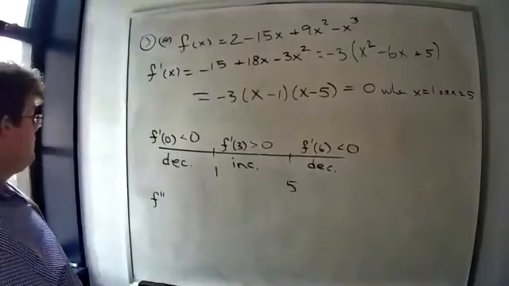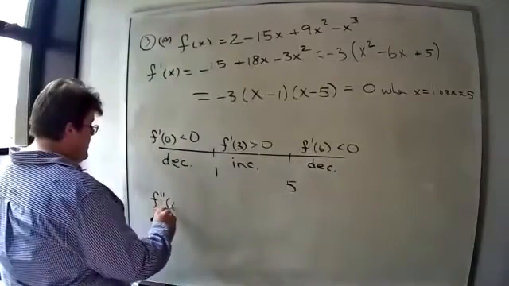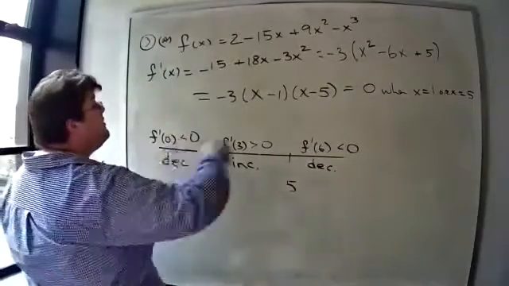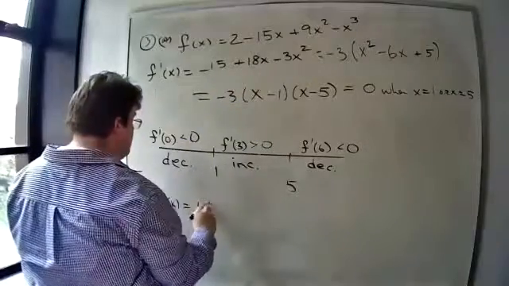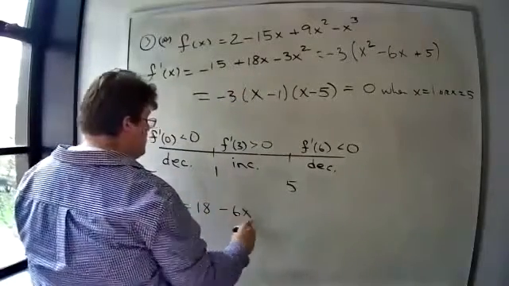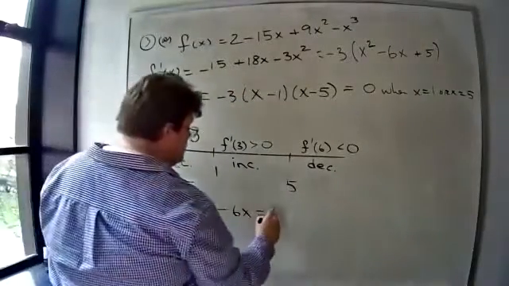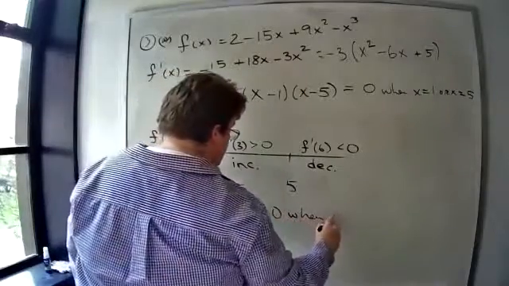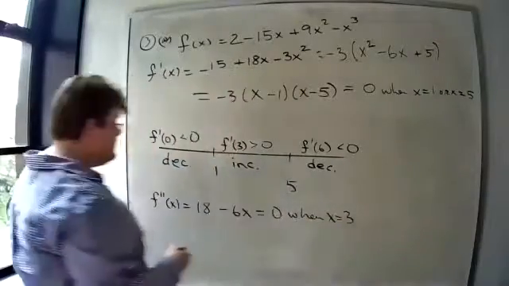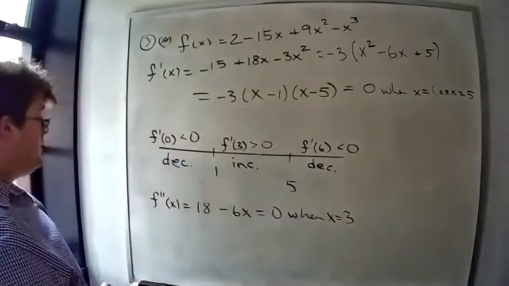But now we need to do this for the second derivative to determine concavity. Second derivative is 18 minus 6x. And this is 0 when x equals 3. 3 times 6 is 18.